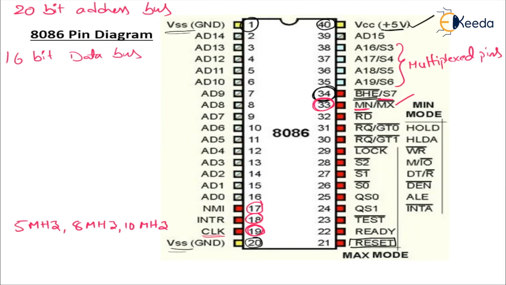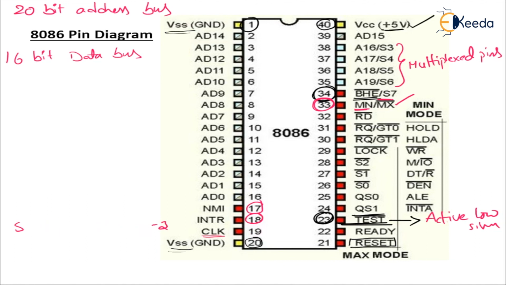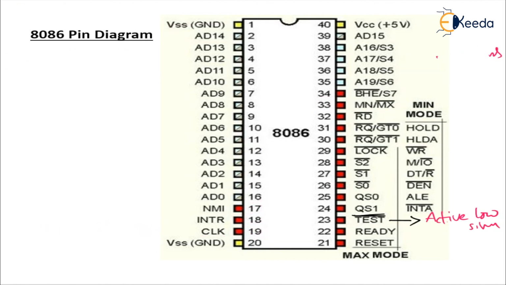Next, test bar, pin number 23. See, pin number 23 is test. Remember, there is a bar here, so I can call it an active low signal. Active low signal. Dear students, please pay attention. This is very important. Active low signal.